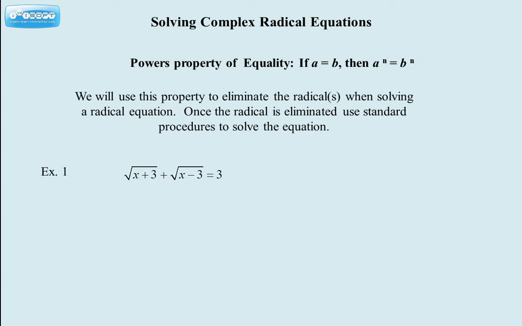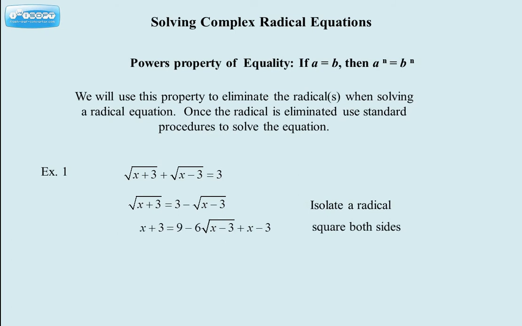We have radical x plus 3 plus radical x minus 3 equals 3. The process is to isolate one of the radicals on one side of the equal sign. So we're going to isolate radical x plus 3 onto the left-hand side. We then raise both sides to the same power to eliminate the radical. In this case, because it's a square root, we will square both sides, and we obtain this result.